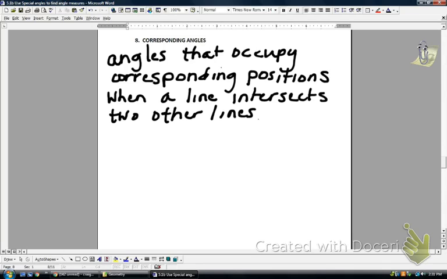Corresponding angles are angles that occupy corresponding positions when a line intersects 2 other lines. So here's what that might look like.